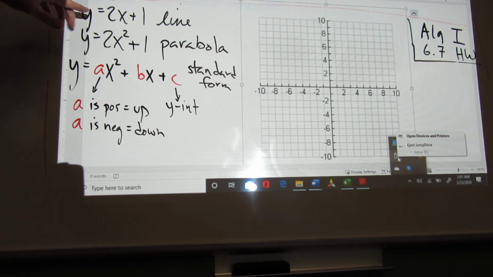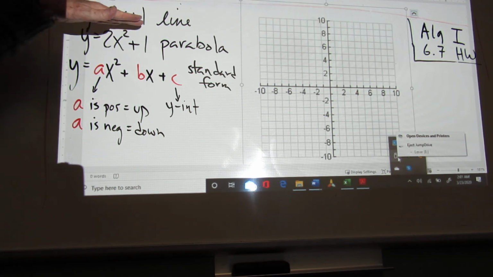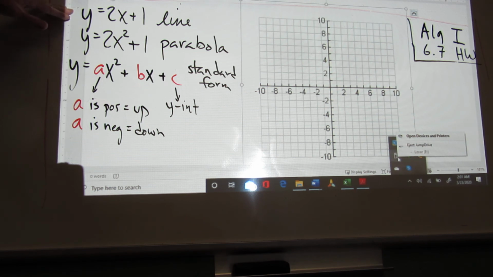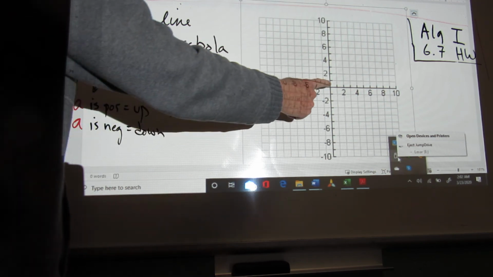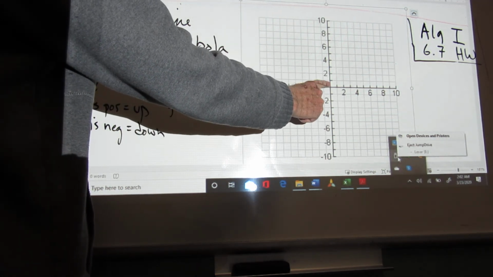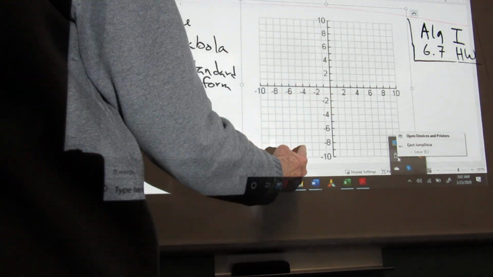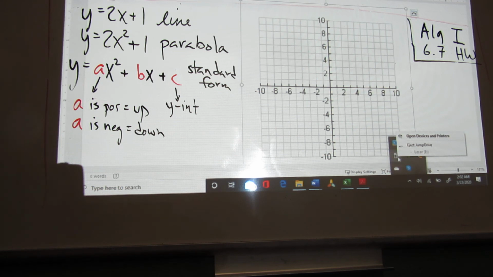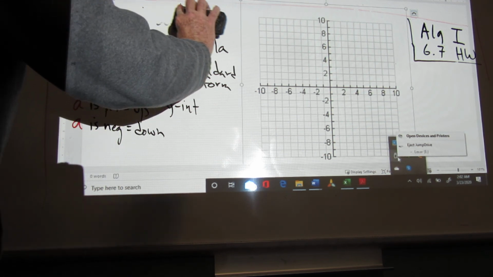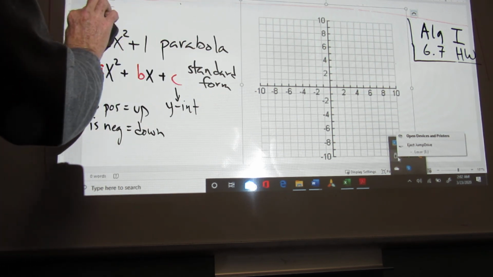If I have something like this, y equals 2x plus 1, this is a linear equation. And it happens to be in slope-intercept form. This graphs as a line, right? Right here at 1, that would be my y-intercept. It has a slope of positive 2, so it is heading in that direction. That is a line.